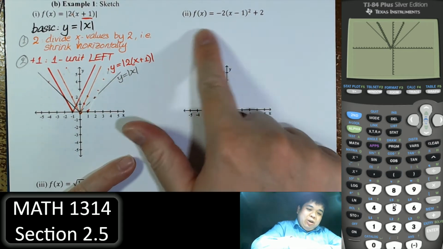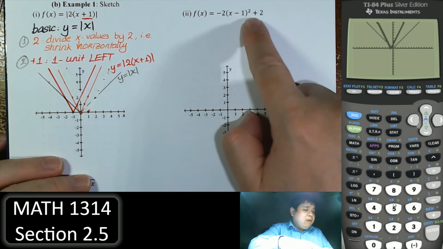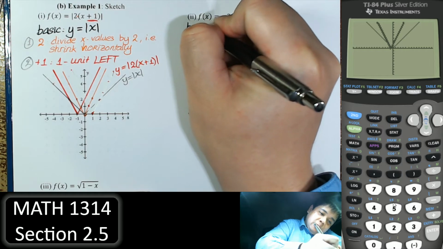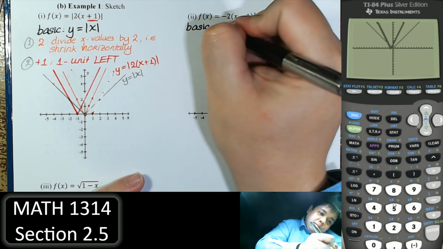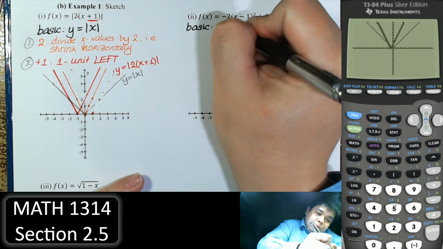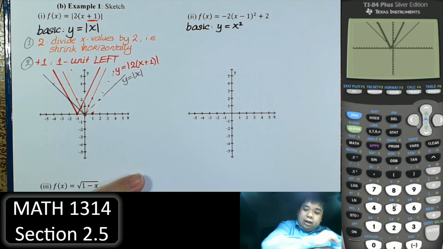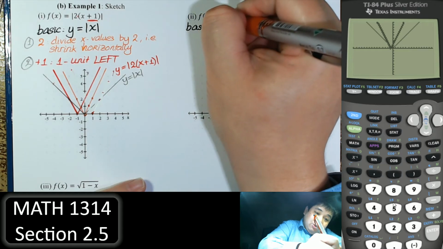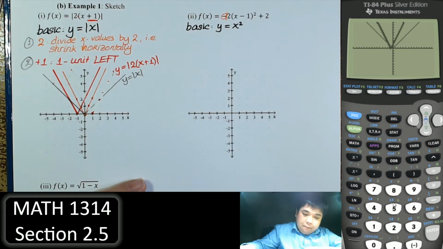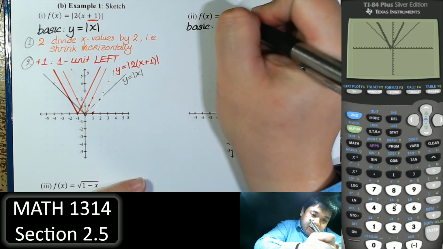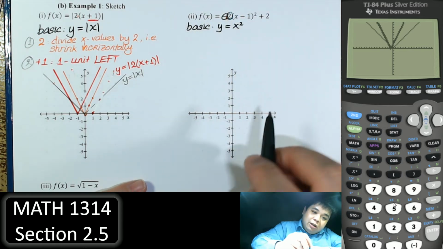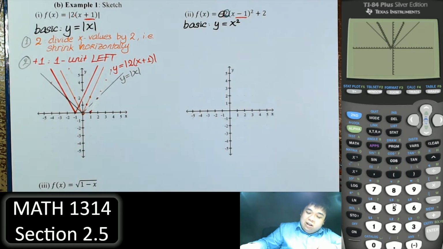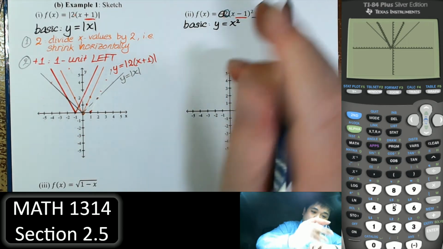Right, next we have this. So obviously we have the square, so we start with the basic. And then we have quite a few things. The negative, the 2, the negative, and then the 2, and the negative 1, and the plus 2. So all different things.